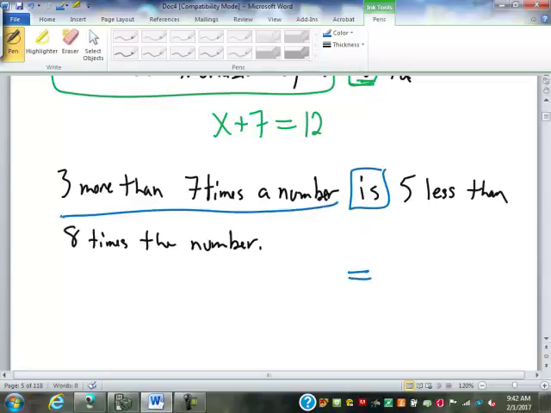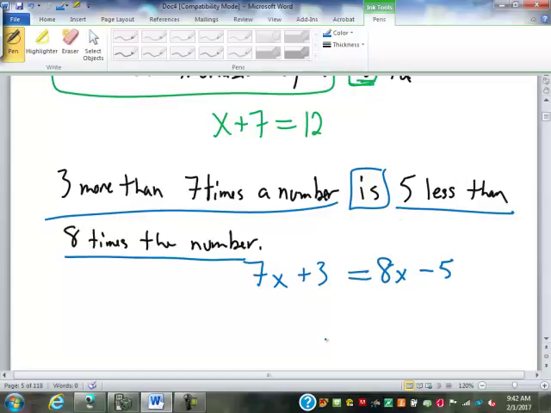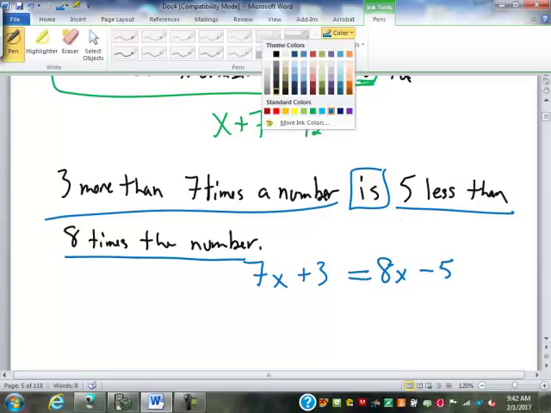So what comes before it? Perfect. 3 more than means 3 is being added to something. 7 times the number is 7x or 7n or whatever. So 7x plus 3 equals 5 less than 8 times the number. 8x minus 5. Very good. 5 less than means 5 is subtracted from something. 8 times the number is 8x.